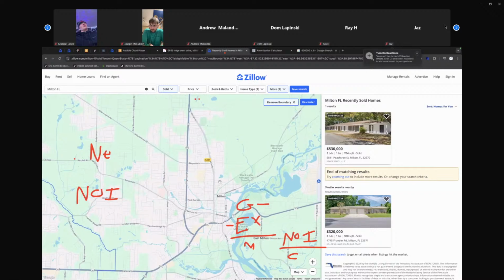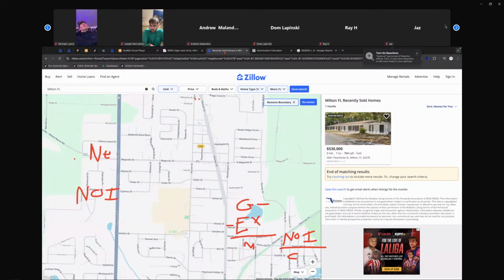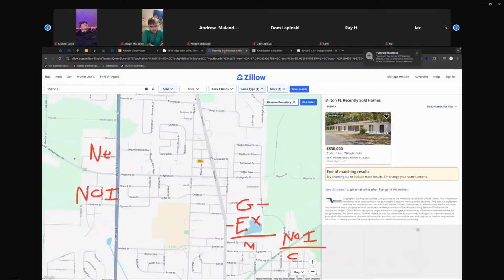Closer is always better. So sometimes I'll use a closer comp that's maybe a little off. Maybe the subject property is 4 units, and the only other 4 unit I can find is way on the other side of town, but I see a 2 or a 3 unit that's much closer. So I might analyze the 2 unit and then just double it. Like, all right, the 2 unit sold for $150. I'm looking at a 4 unit, let me times that by 2. Boom. And then I've got some sort of rough idea numbers wise.